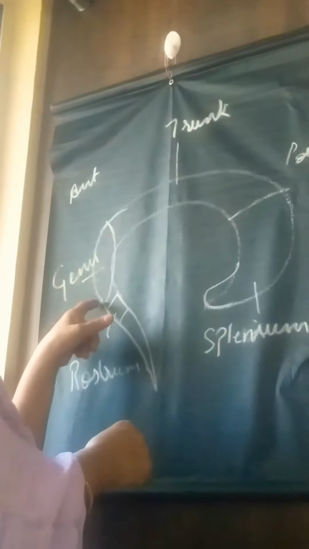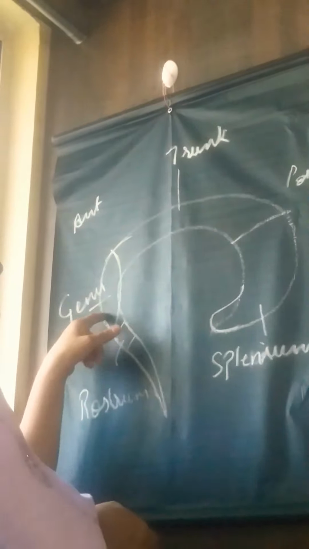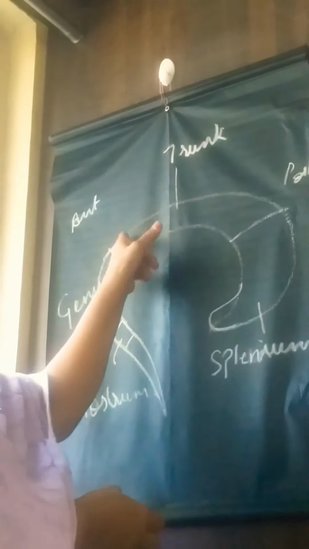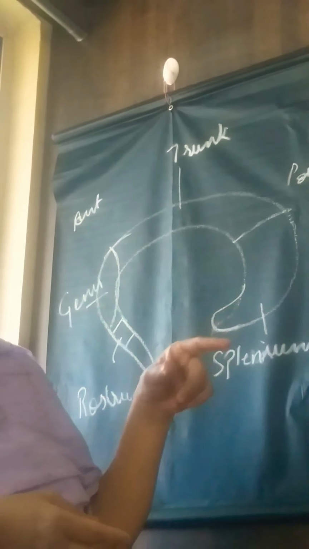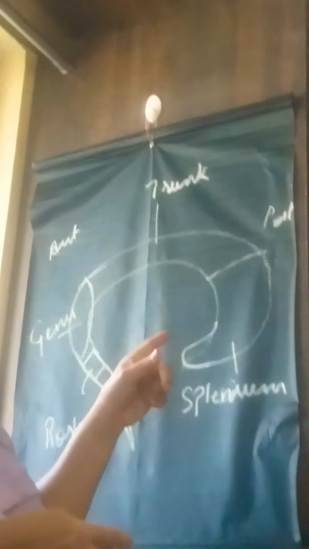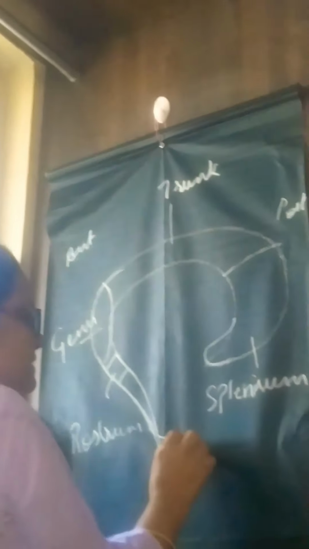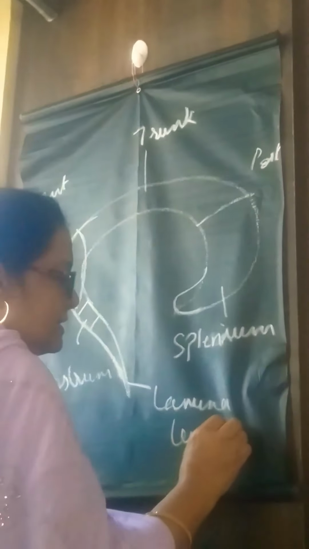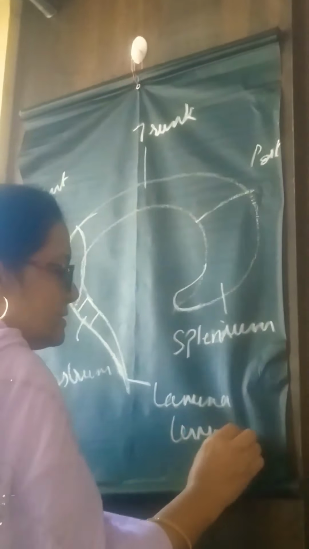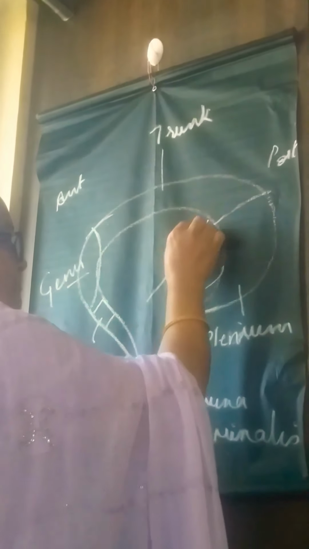Above that, this curve, this turning point of the fibers, is called the genu. This upper portion is called the trunk, and this posterior part is called the splenium. Now, in addition to this, below the rostrum there is the lamina terminalis.